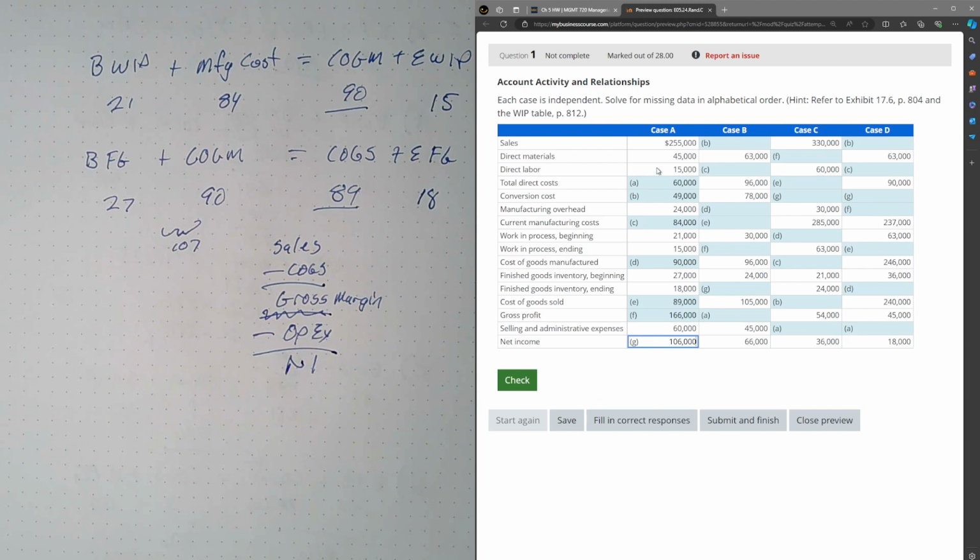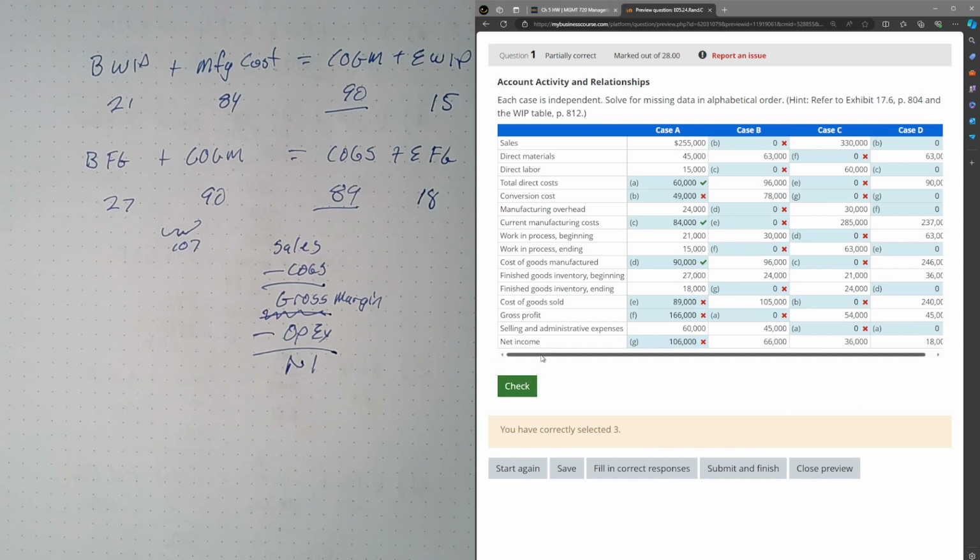And if I check, it's going to say all these are wrong, but at least you can see their relationship. These should be correct. Ew, so conversion cost, I somehow did incorrectly. Let's take a look. Conversion cost should be direct labor plus manufacturing overhead. Oh, I was going too fast. 39, right? 24 plus 15 is 39.